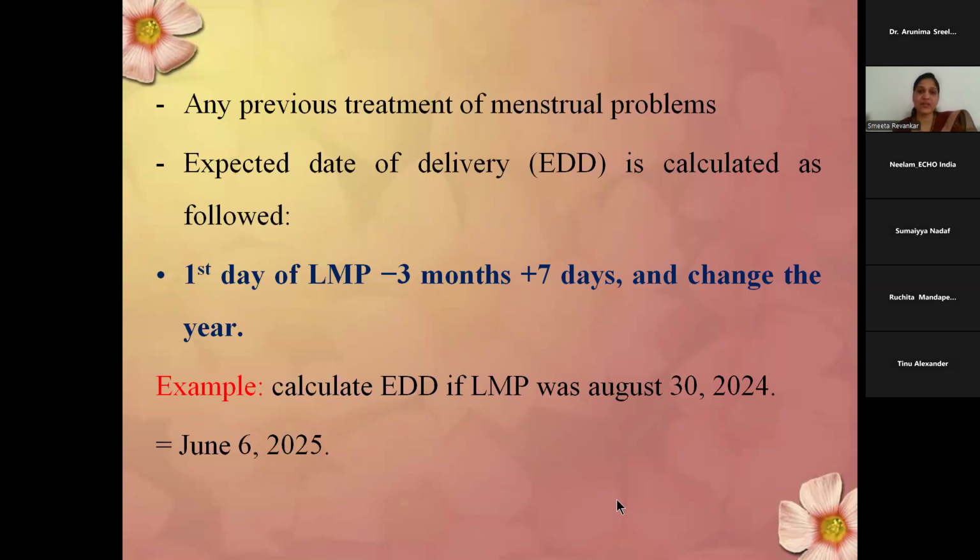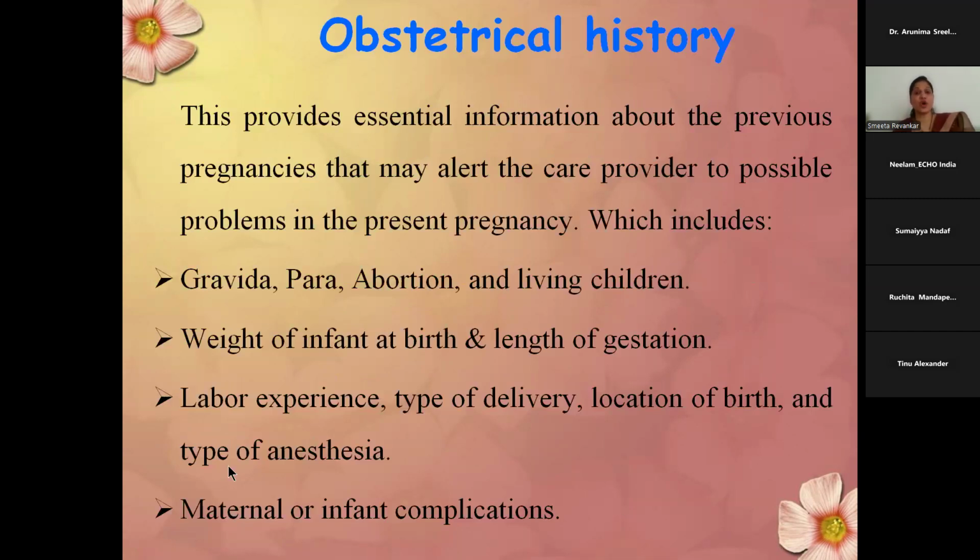And we have to calculate the EDD. How do we calculate? This is Nagel's formula. We take the first day of the last menstrual period, and either subtract 3 months or add 9 months, and add 7 days. That will give us the EDD. For example, if the LMP was August 30, 2024, what will be the EDD? You add 7 days, as August is a 31-day month, and add 9 months. So the EDD will be 6th June 2025.